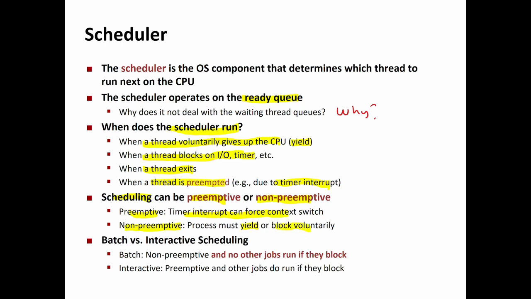Okay, and then we have this issue of batch versus interactive scheduling. If it is a batch system, it's non-preemptive, from the old days, and so we will see that no other process runs, even if the current thread or process blocks. In the case of interactive, it is preemptive, and others can run if the current one blocks. Okay.